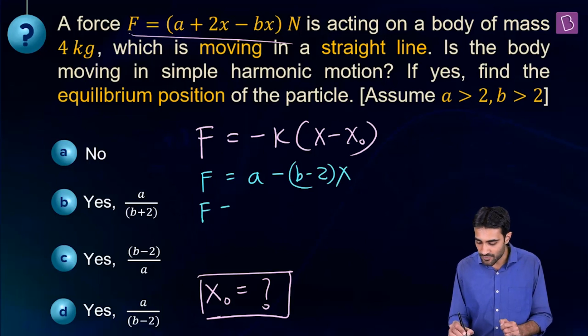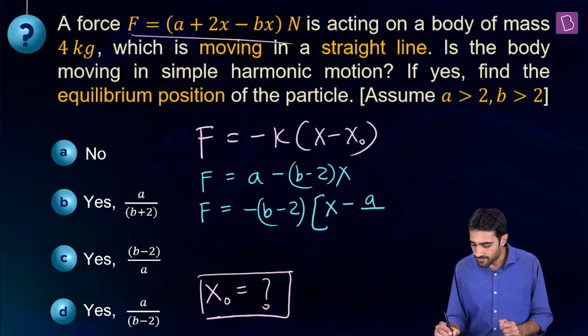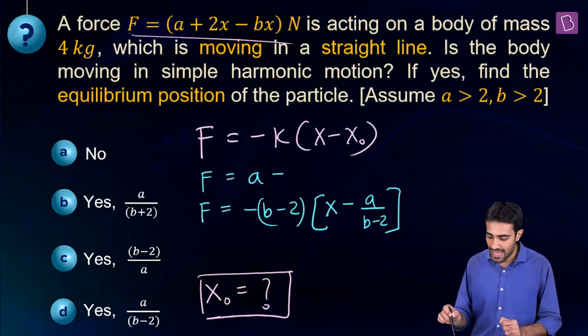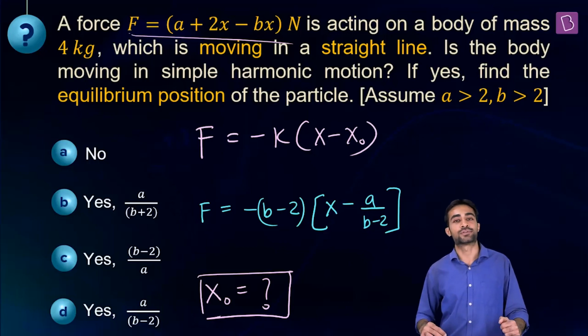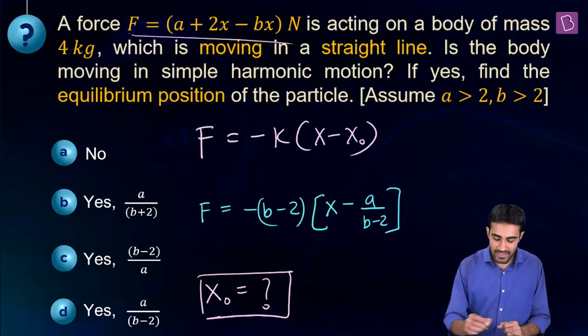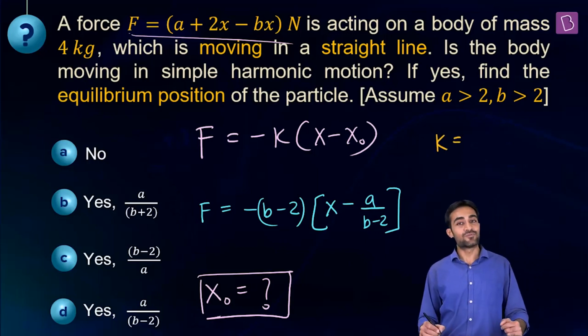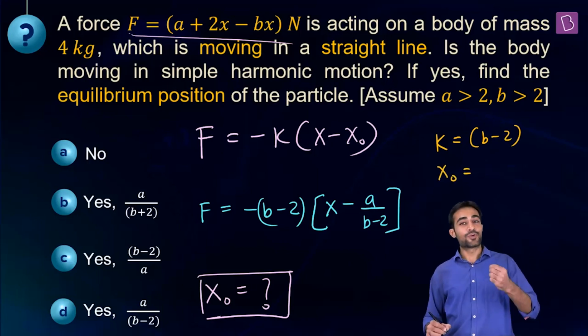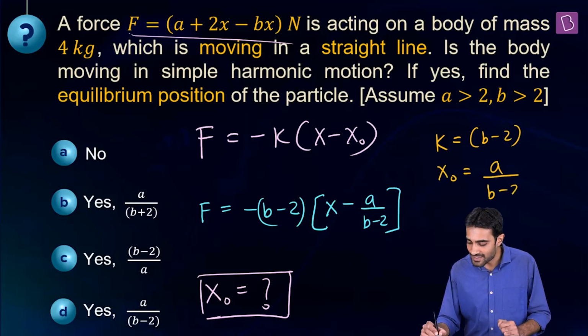And we can see that if you take -(b - 2) as common, then we have (x - a divided by (b - 2)) left in a separate bracket. Okay, so we can write the equation of force given in our question like this. Right? Now let's tally the two equations. You can see the equations are of the same format. That is, we will have an SHM, and k can be written as b - 2, and x naught, the mean position, can be written as a divided by (b - 2).